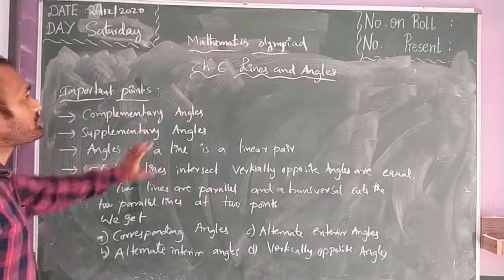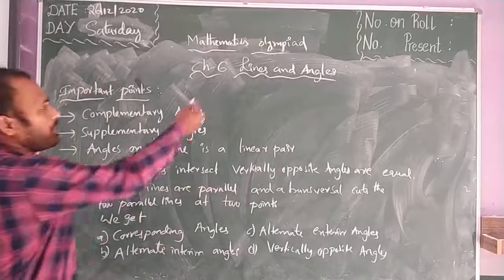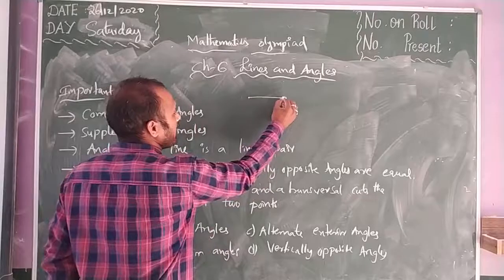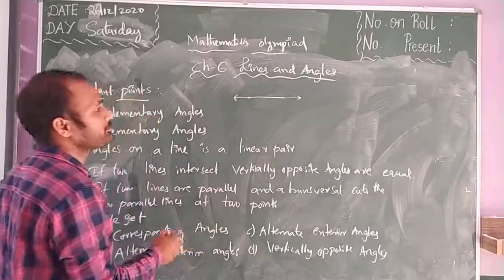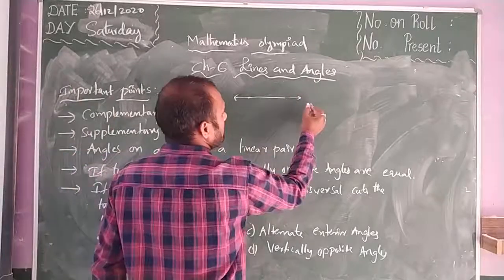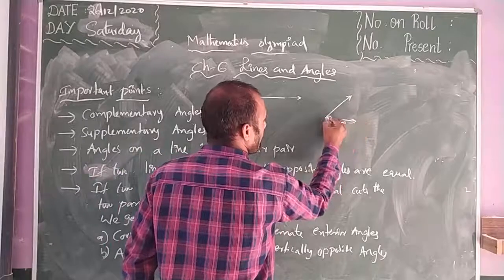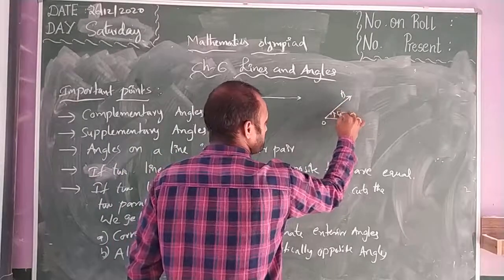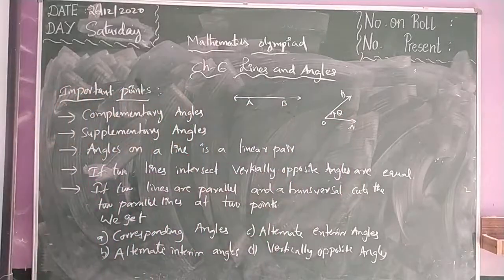Very good morning, students. Today we are going to learn chapter 6, lines and angles. So in that important point, already we know a line, it is a line segment which we can extend infinitely on both the sides, that forms a line. So angle, if two rays are having a common end point, we are going to consider it is going to form an angle. So this is an angle, this is a line.